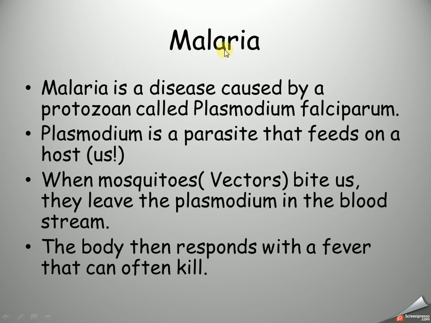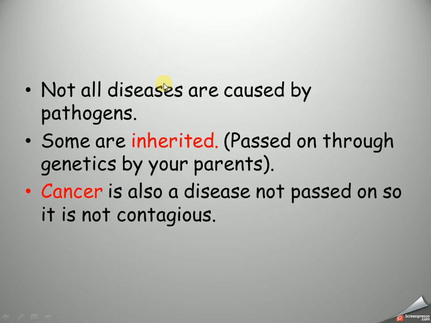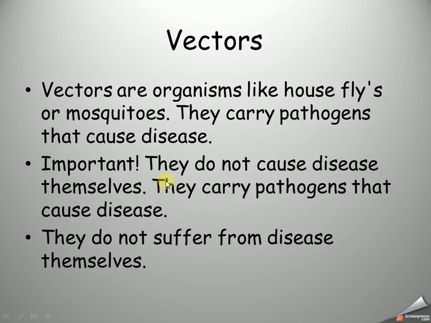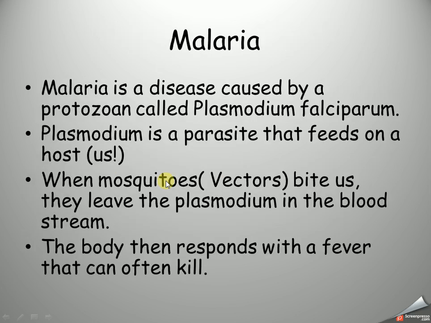Now, we talked about malaria, and we talked about how it was one of the 4 types of microorganisms, a protozoa. Okay, now, malaria is caused by a protozoan called Plasmodium falciparum. Okay, now the Plasmodium, as known for short, is a parasite that feeds on us, and we are the host. Okay, and it is a parasite. Now remember, a parasite is an organism that just takes away from the host without giving anything back.